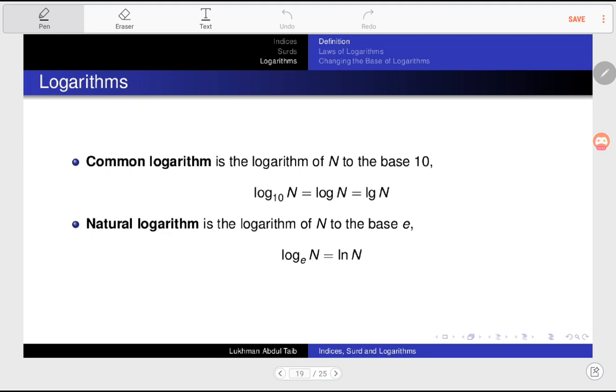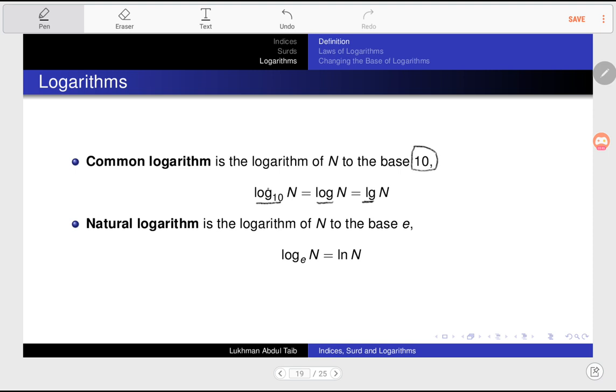There are two types of logarithm that are frequently used in mathematics. The first one is the common logarithm, which is the logarithm of n to the base 10. For common logarithm, we have three kinds of notation: log to the base 10, log, and lg only. When you encounter any one of these notations, it refers to the common logarithm, the logarithm of n to the base 10.